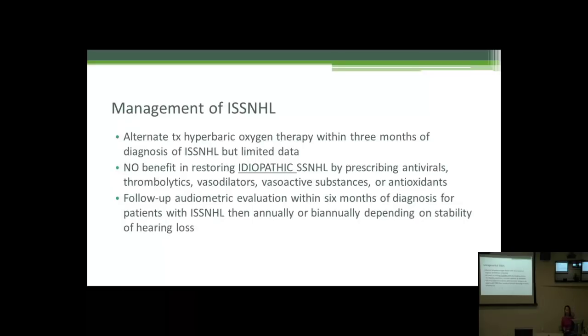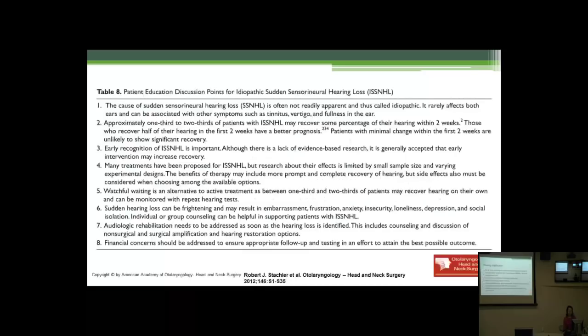Okay. Follow-up is very important, so they do want repeated hearing tests over a screening process to see how their hearing is recovering or not. And the educational handout is the next one that I printed up for you, so you can have that available, not only for your education, but also for the patients.